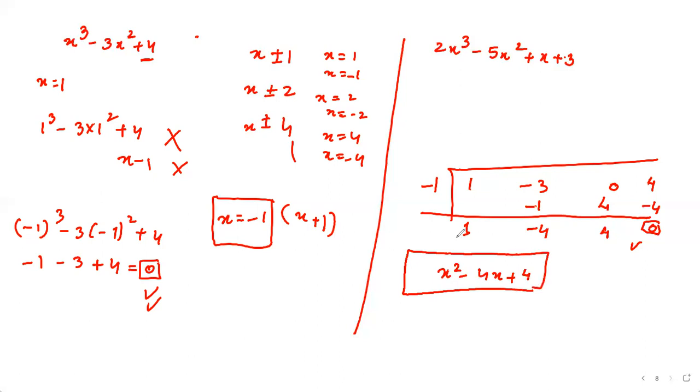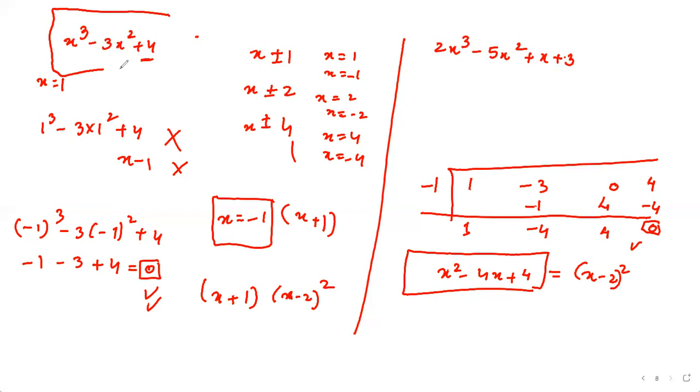And obviously you can see this is a quadratic, x minus 2, x minus 2. It is x minus 2 whole square. So when you have to write down all the possible factors of this polynomial, it is going to be x plus 1, x minus 2 the whole square. So that's going to be the complete factorization for this expression that we have been given. So the factors of this are x plus 1, x minus 2 the whole square. So that's how you factorize this particular polynomial.